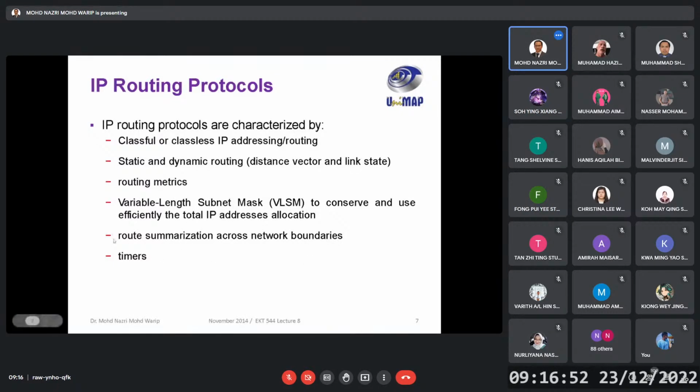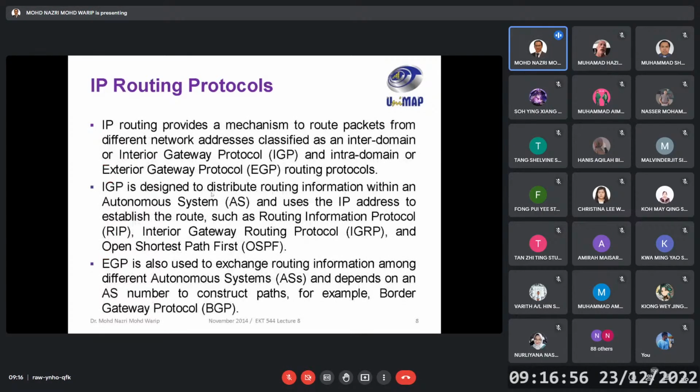So this we already learned. IP routing provides a mechanism to route packets from different network addresses. Routing protocols are classified as inter-domain or exterior gateway protocols (EGP) and intra-domain or interior gateway protocols (IGP). So what does it mean? The mechanism for IP routing is to route packets to a different network.